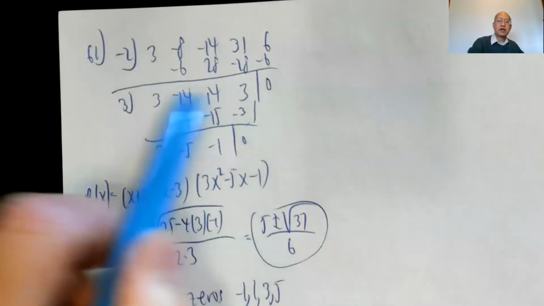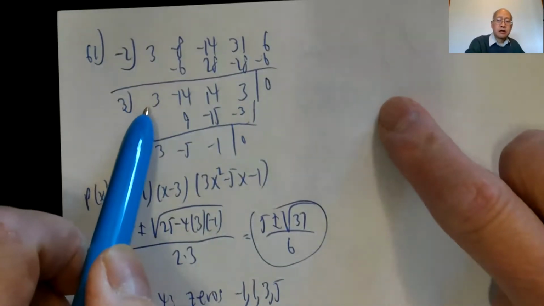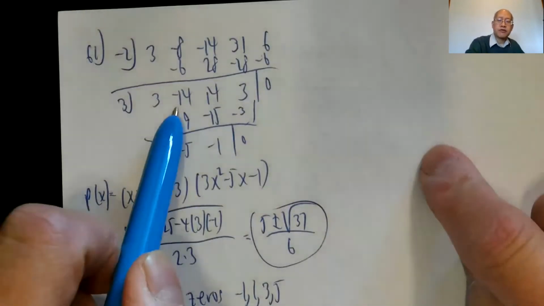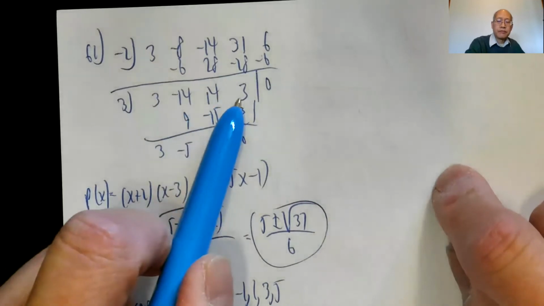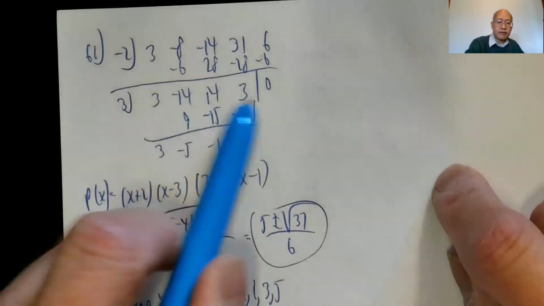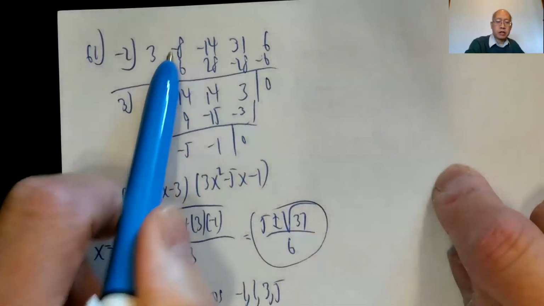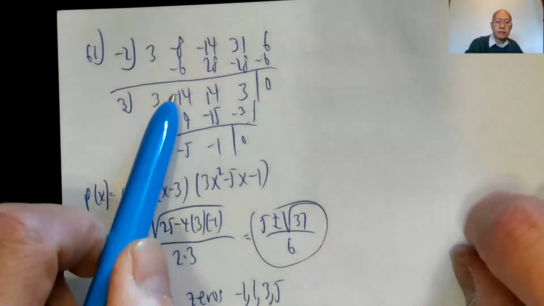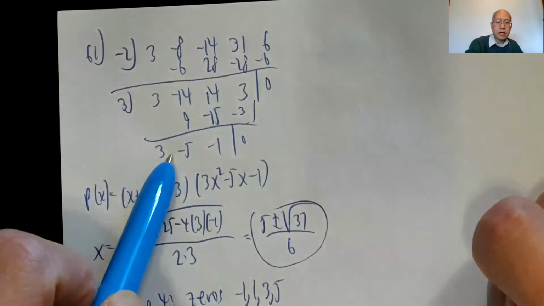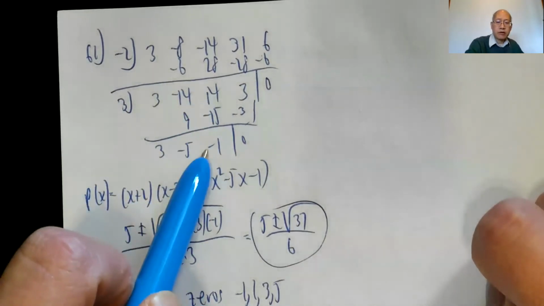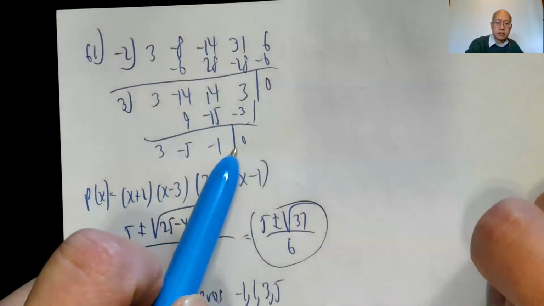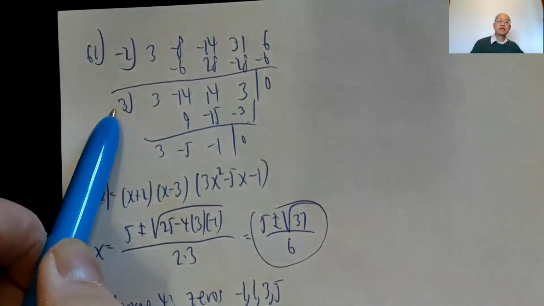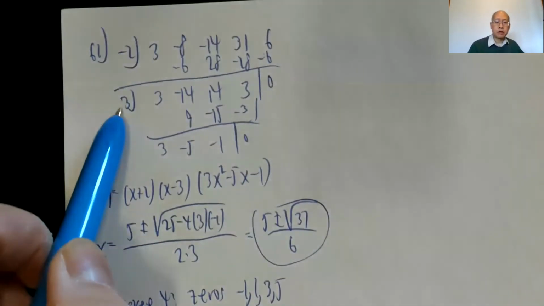Okay, and now to save time, this means 3x cubed minus 14x squared plus 14x plus 3. Just synthetically divide on this. You don't have to go back to the original, just start with this again. So 3 times 3 is 9, -5. 3 times -5 is -15. -1. 3 times -1 is -3, 0. So that proves 3 is a factor of the original also.